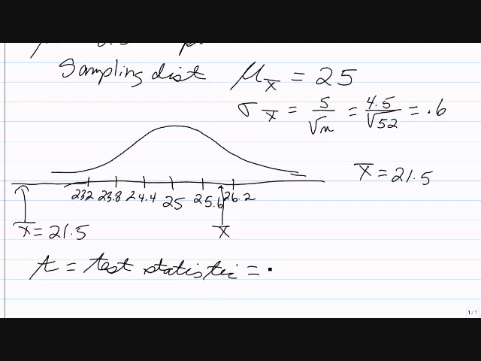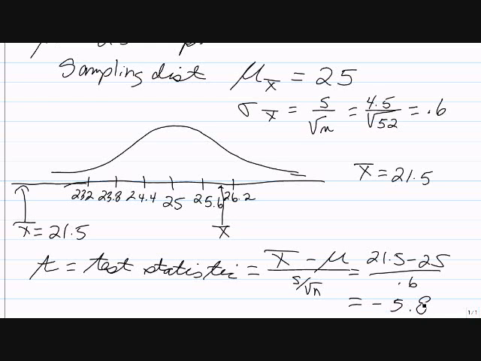And that will be a t, and it'll be the sample mean minus the mean that we thought, divided by the standard error of the mean. That would be 21.5 minus 25 divided by 0.6. That apparently is negative 5.8, so we're almost 6 standard deviations below the mean. Boy, that's an outlier.